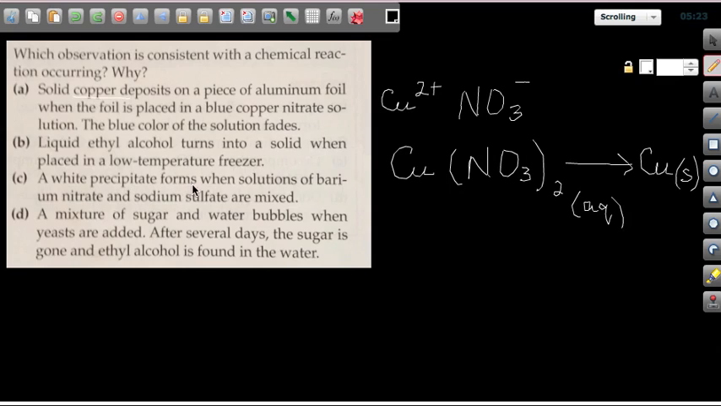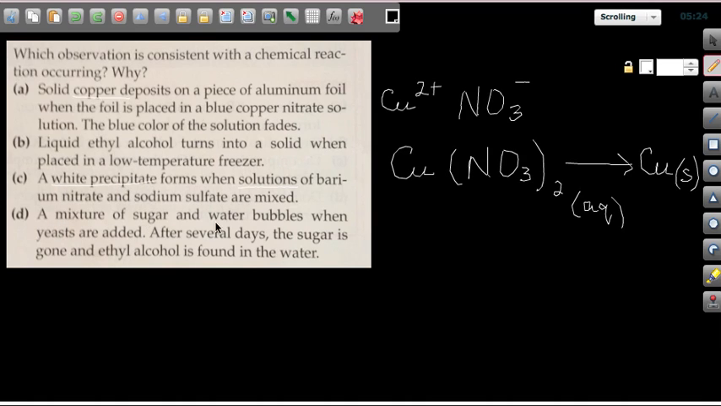A white precipitate forms when solutions of barium nitrate and sodium sulfate are mixed. So you start out with barium nitrate and sodium sulfate. You are told that these are solutions, so most likely both are soluble in water. You created something that is not soluble in water. Formation of a precipitate is a classic example of a chemical reaction.